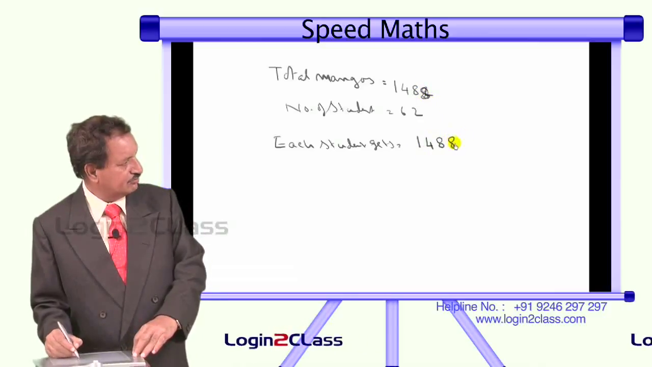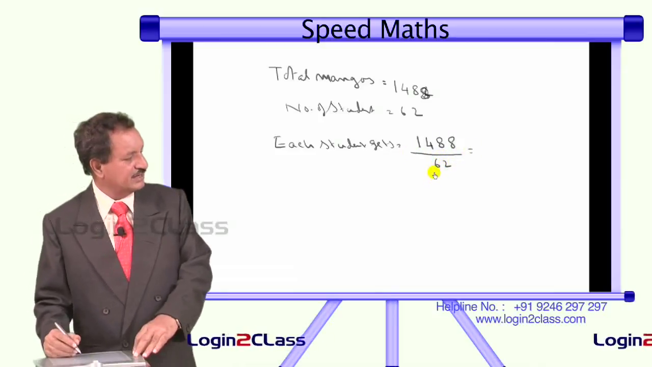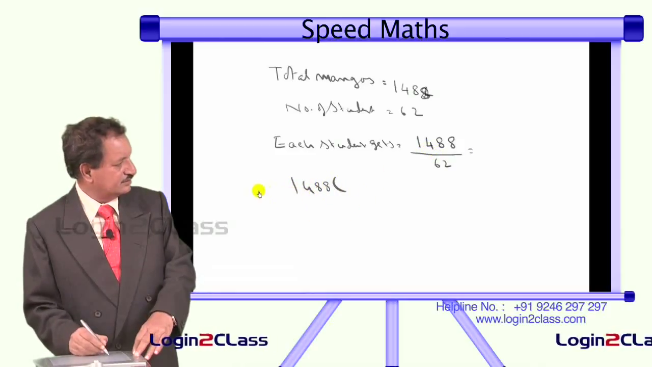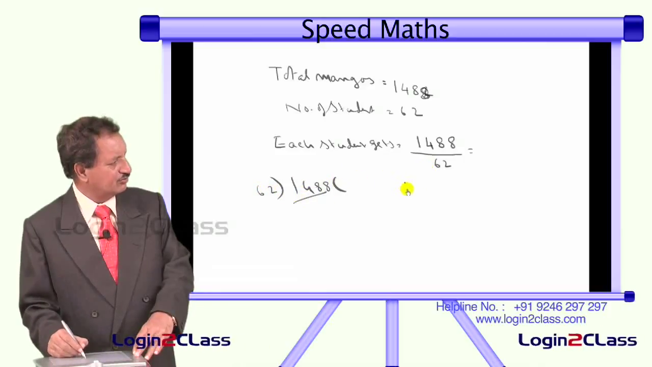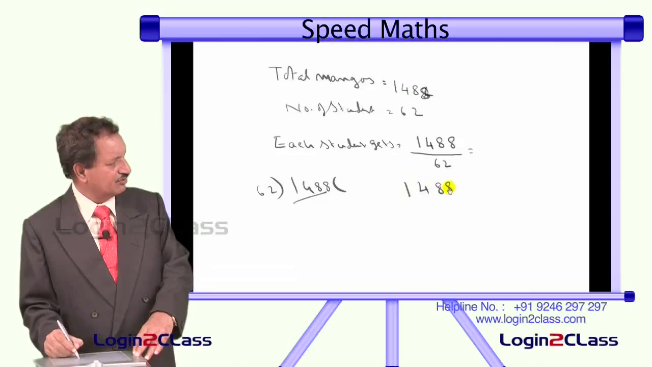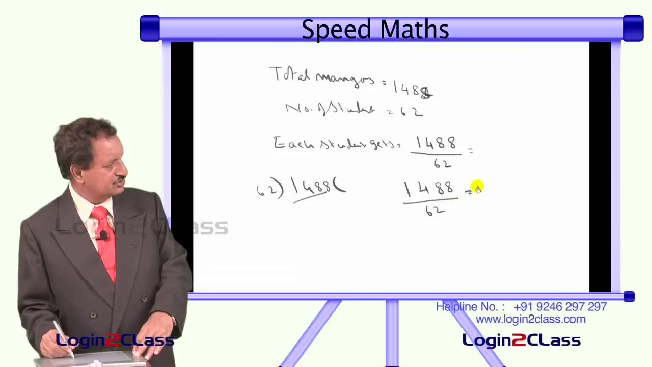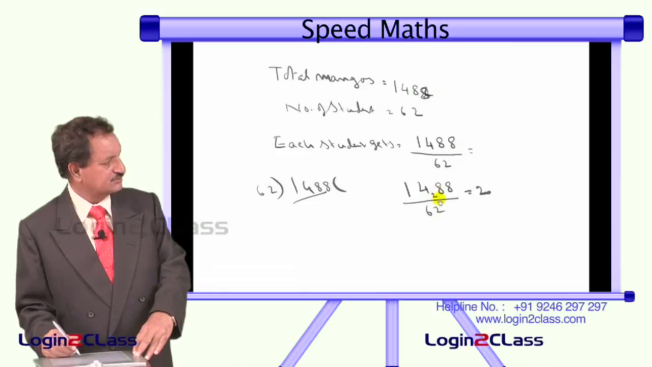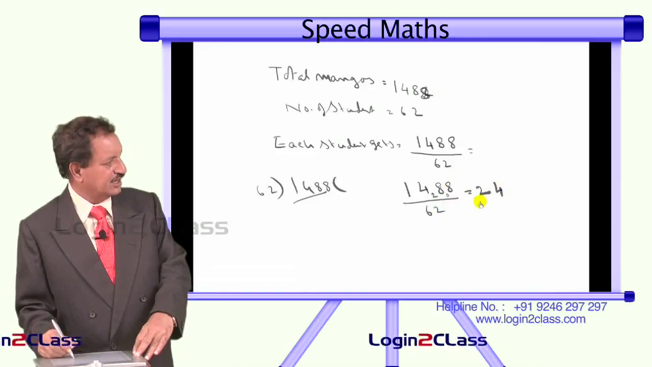1488 by 62. So here, if you want to do it in traditional maths, you have to write 1488 like this, 1488, right, 62, all these things will be here. But here, how we do in speed maths? Instantaneously, in one step we do 1488 by 62. Divide with 6, 6 2s 12. Remainder is 2. 2 into 2, 4. 28 minus 4, 24. 6 4s 24. Remainder is 0. 4 2s 8. 8 minus 8, 0. So the answer is 24.